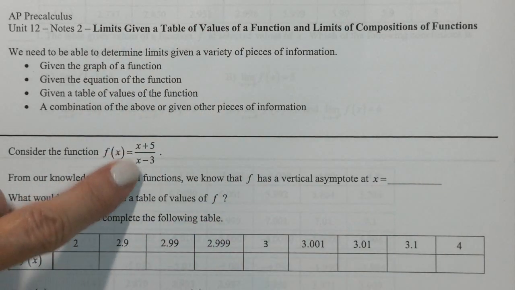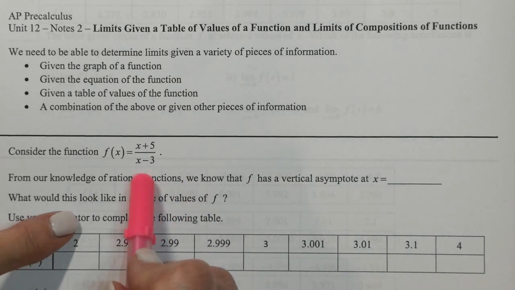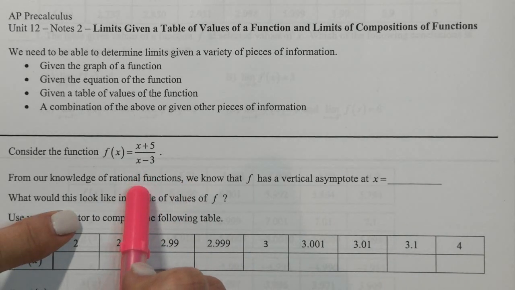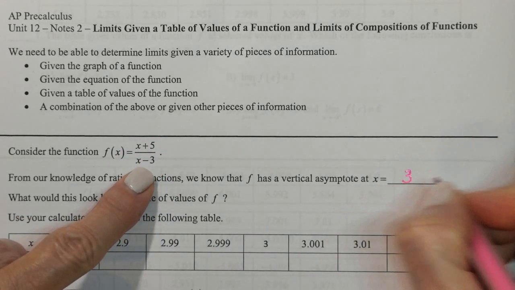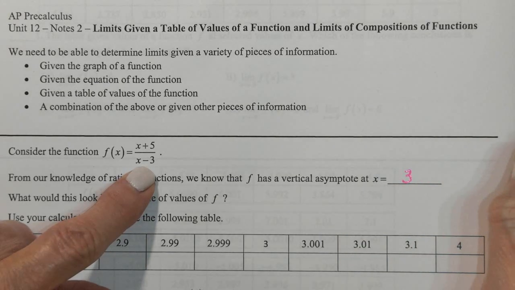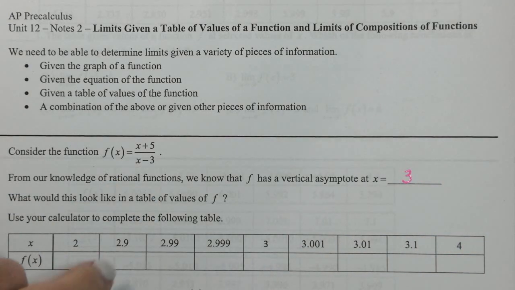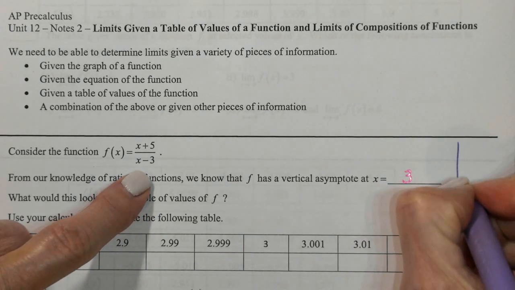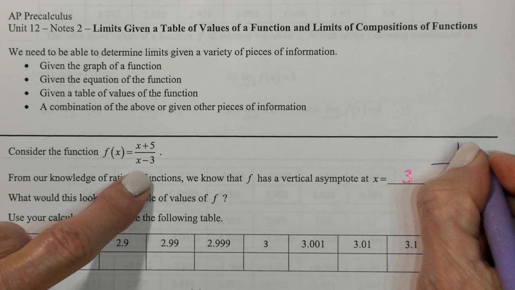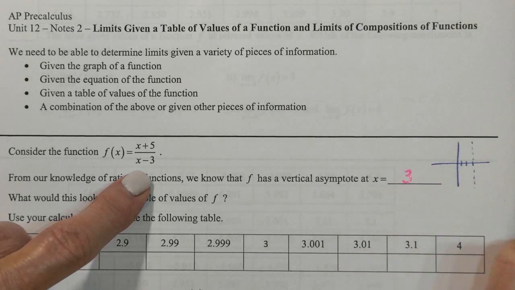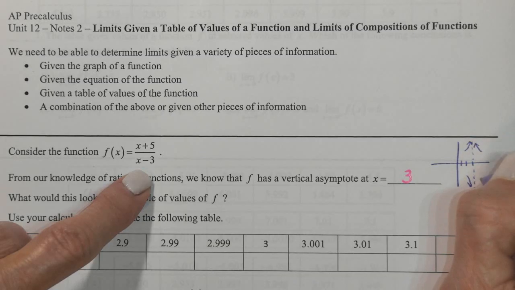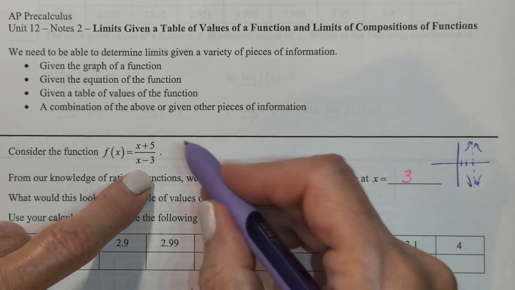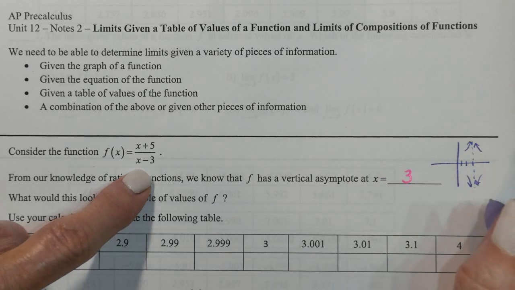So let's consider this function. We know back when we studied rational functions, we know that f has a vertical asymptote at x equals 3. I know that that's a vertical asymptote. So what does that mean the graph is looking like there? It means that at x is equal to 3, what is the function doing? It is going to either positive infinity or negative infinity on both sides, right? On both sides. That's what a rational function does at its vertical asymptotes, right?